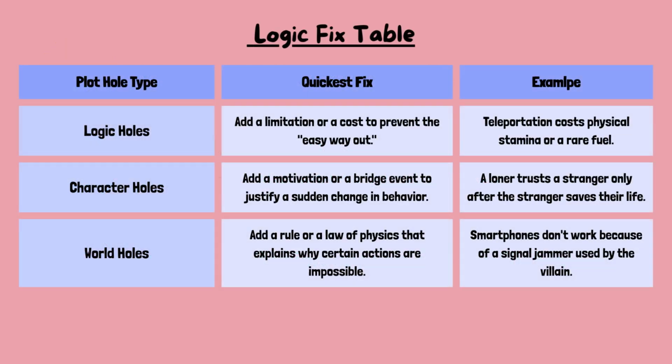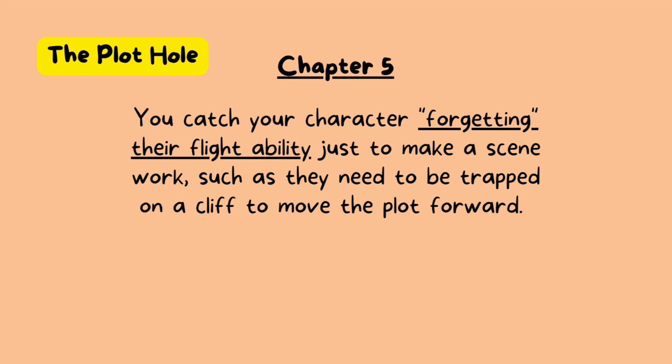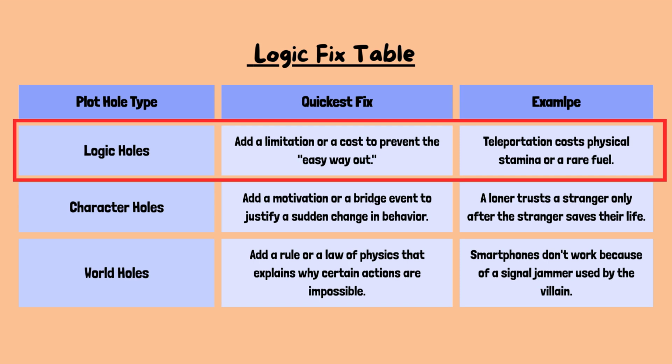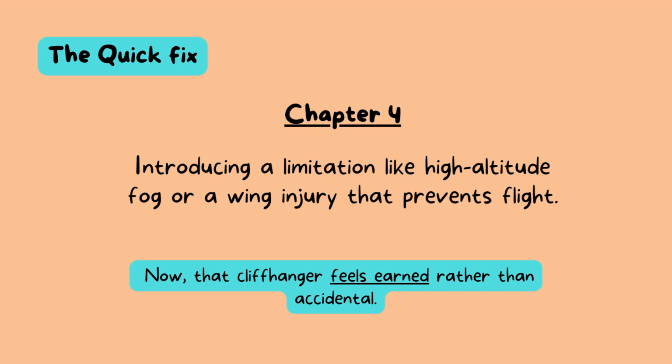To help you troubleshoot your draft, you can use this logic fix table to find the quickest solution for your specific hole. For example, if you catch your character forgetting their flight ability in Chapter 5 just to make a scene work, such as they need to be trapped on a cliff to move the plot forward, then you need to apply a logic fix by adding a limitation or cost. The quick fix would be in Chapter 4, introducing a limitation like high-altitude fog or a wing injury that prevents flight. Now that cliffhanger feels earned rather than accidental.